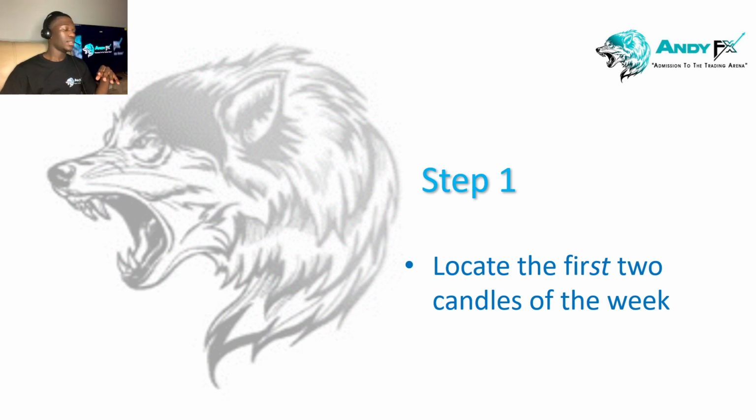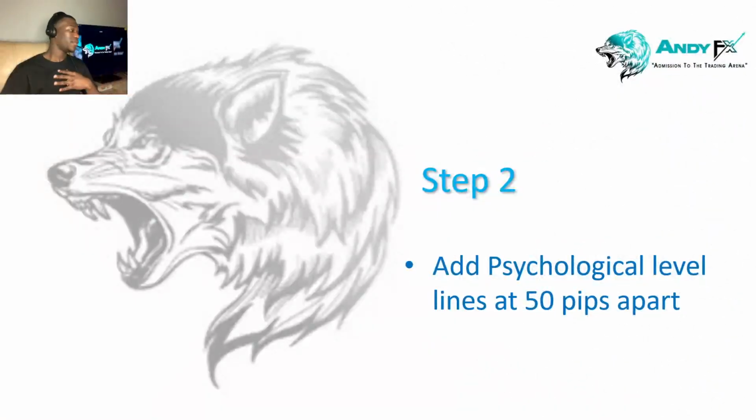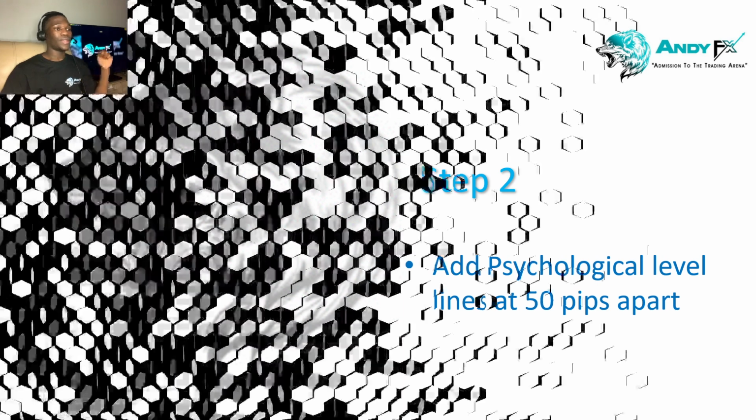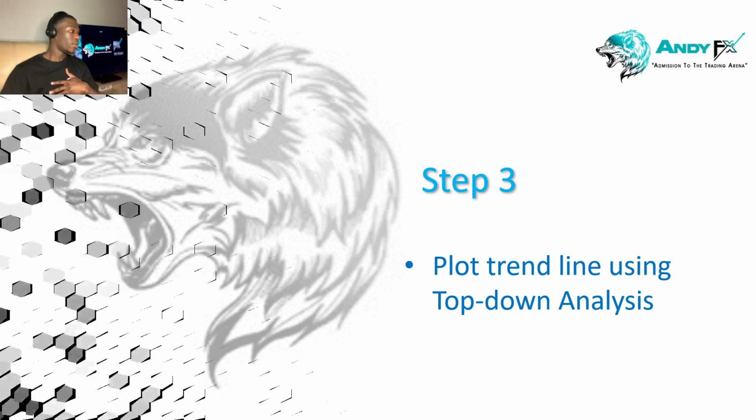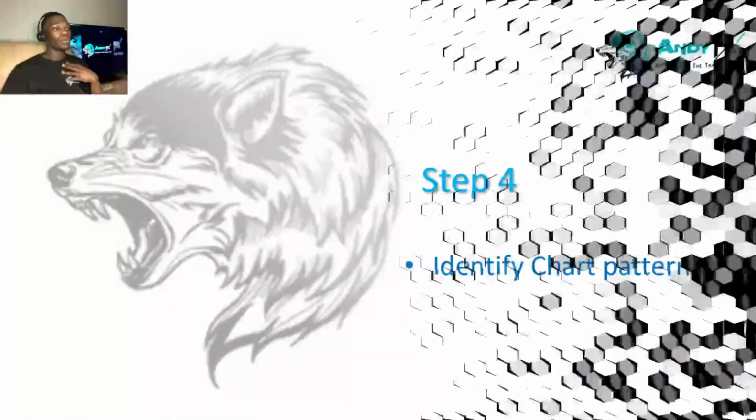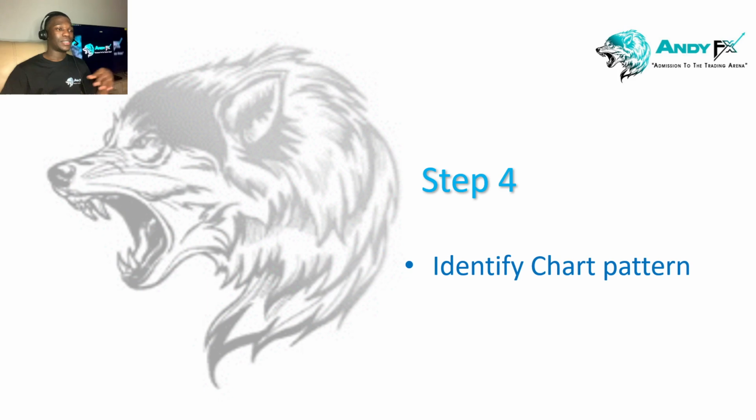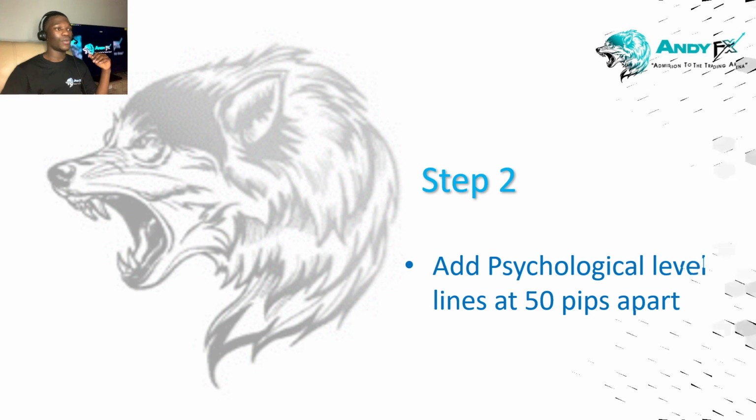The second thing that you have to do is to add your cycle levels 50 pips apart from each other. That's step 2. Step 3 is gonna be adding trend lines, right? And then step 4, we're gonna be looking at chart patterns. Okay, let's start with the first one, which is locating the first two candles of the week.